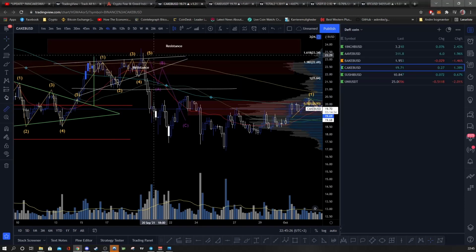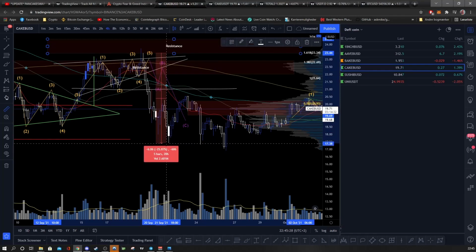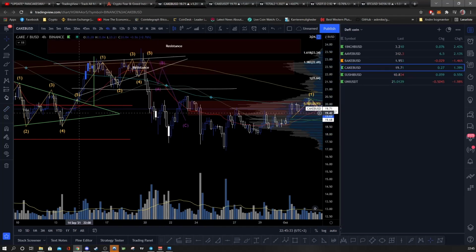Just look, this was hideous, guys. Just look right down here. We're talking about a 25-26% downtrend right there. So if you bought there and didn't sell, look, you lost all your gains.